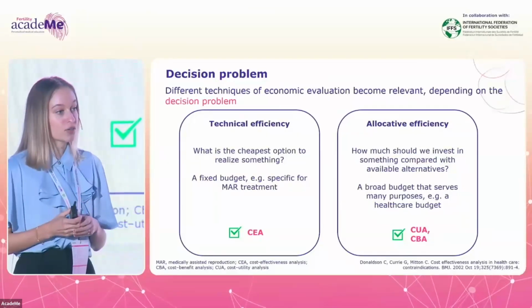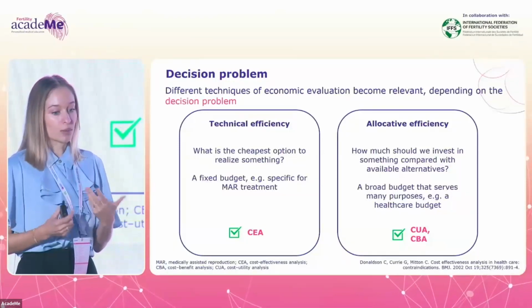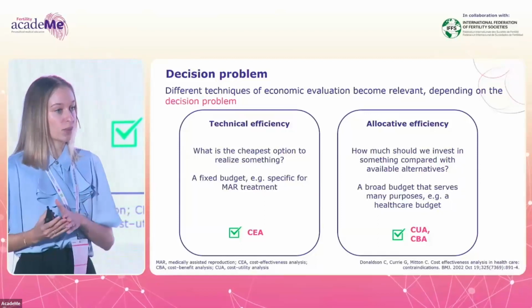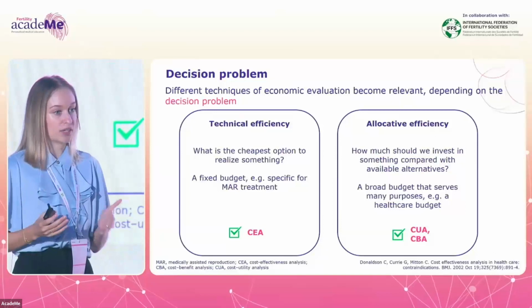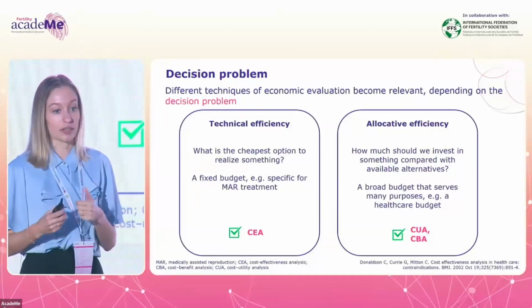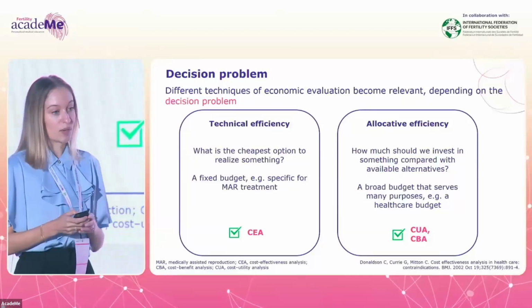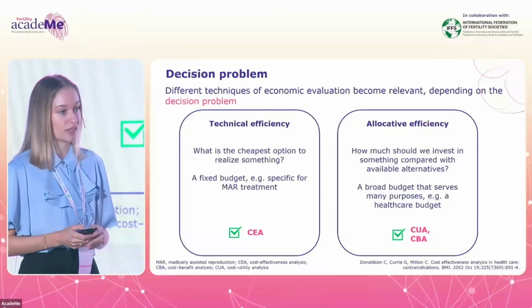If, however, you are interested in calculating allocative efficiency and you want to know how much we should invest in something compared with available alternatives, so you have, for example, the complete healthcare budget and you want to know how much you will spend on MAR treatments and how much on cancer treatments, then it's best to perform a cost-utility analysis or a cost-benefit analysis.